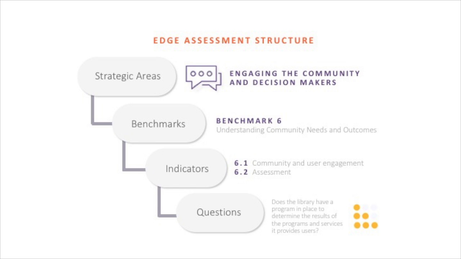To show how this all fits together, here is how a question fits into the overall assessment. Benchmark 6 is in the second strategic area, engaging the community and decision makers. This covers understanding community needs and outcomes. There are 2 indicators in Benchmark 6, 6.1, Community Needs and Outcomes, and 6.2, Assessment. And one of the questions available in the 6.2 indicator asks about programs in place to determine the results of library programs and services. You'll notice the graphic to the right of the question shows 3 difficulty levels.